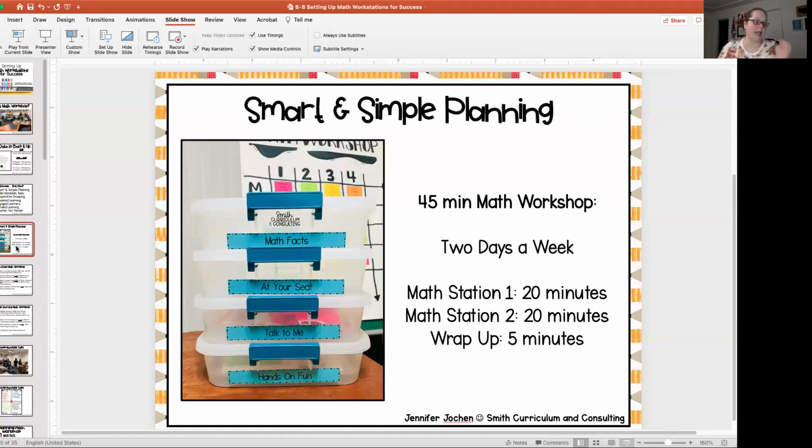Smart and simple planning. When it comes to planning for math workshop, I did math workshop in my classroom. I had 42 minutes from bell to bell. And you may be like, Jennifer, how the heck did you do that? How did you do it with 42 minutes? We barely get enough time for them to come in, sit down in their seat, get started for the day. Well, this is how I did it.